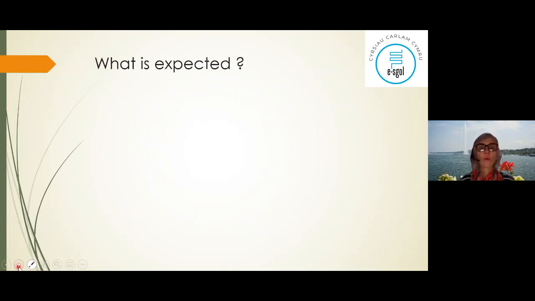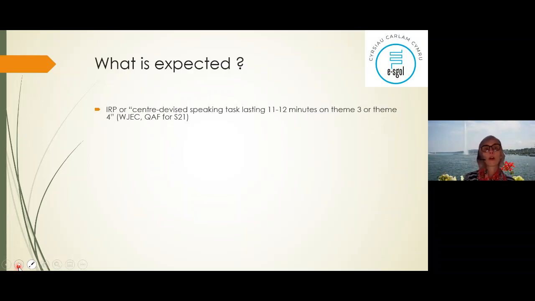So first of all, what is expected for this assessment? In the text it is written, it's either an IRP this year or what WJEC calls a centre-devised speaking task lasting 11-12 minutes on theme 3 or theme 4, which is exactly the same time as your IRP, and on a theme you already know, so it's a bit like the same thing. You know the background of what you have to do. So what's expected of you is to be clear.